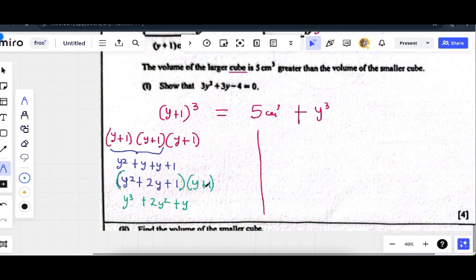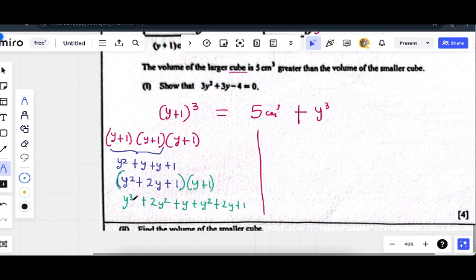Now I'll use 1. 1 multiplied by y squared, I'll get y squared. 1 multiplied by 2y, I'll get plus 2y. 1 multiplied by 1, I'll get plus 1, not 2. So if some student will write 1 times 1 is 2, no. You are not adding there. It's 1 multiplied by 1. You get 1.